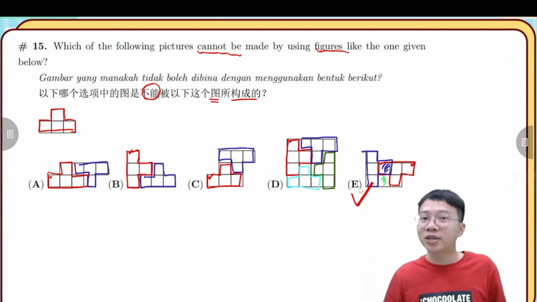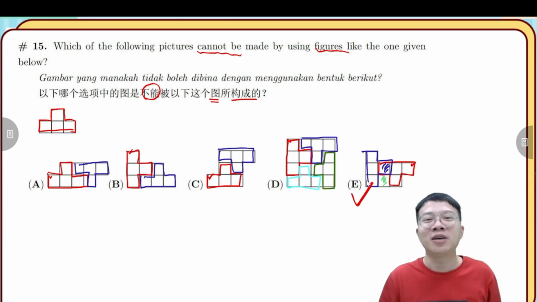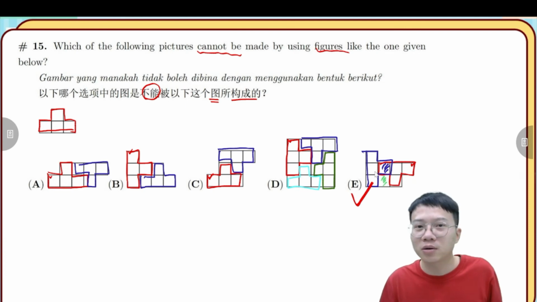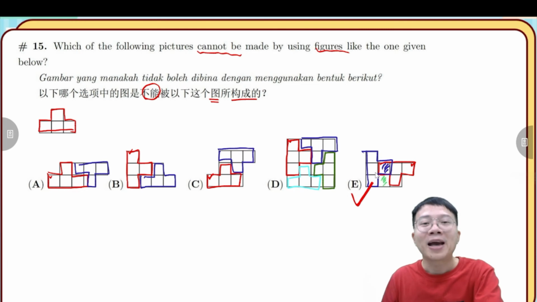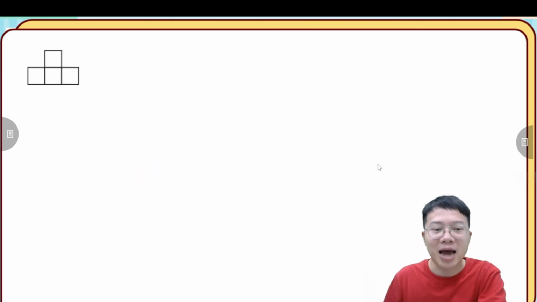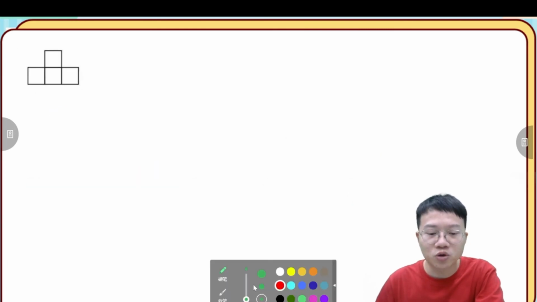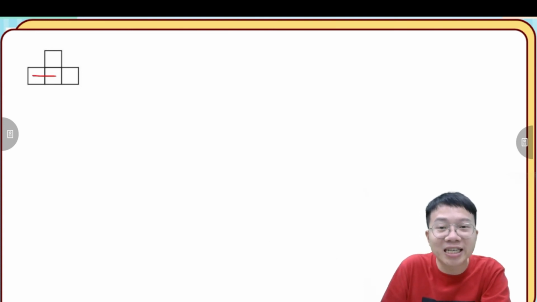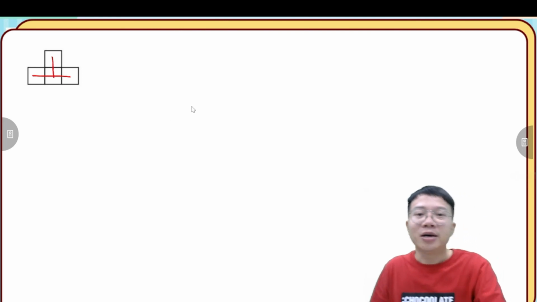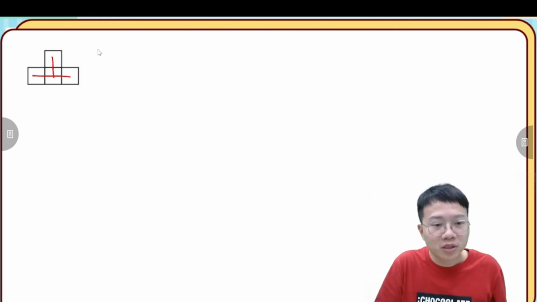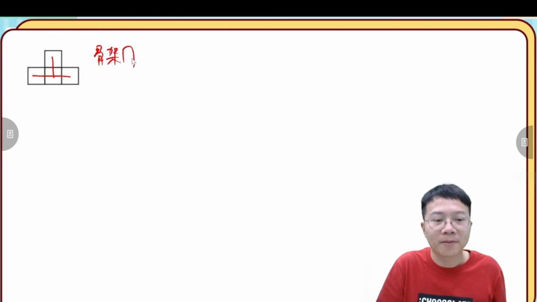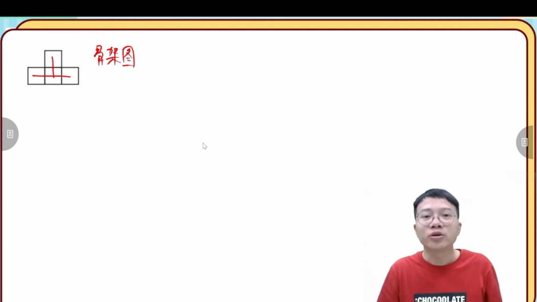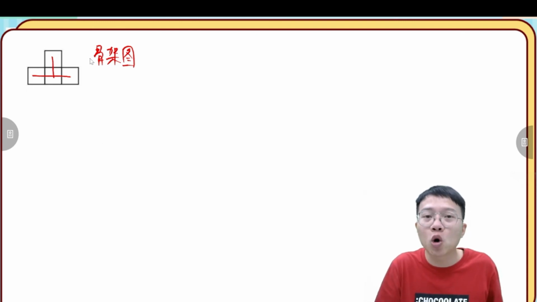Okay, so do you understand it right now? If yes, very good. But do we also have a very efficient method? 有没有更高效的? Yes, actually. When we do this, we do not need to draw the whole picture. Instead we can draw a T shape. 这个叫做骨架图. Okay, 骨架图. The skeleton.